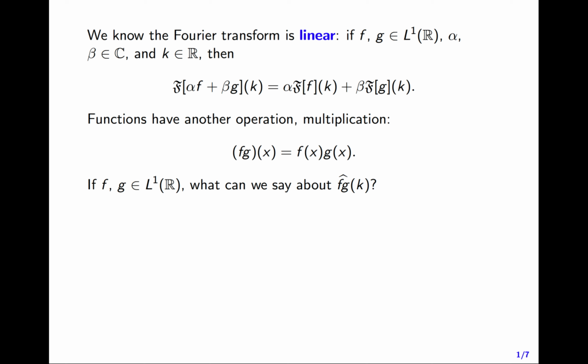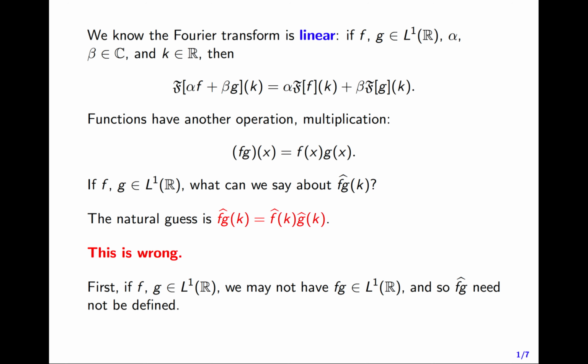So if I have functions f and g in L1, what, if anything, can we say about the Fourier transform of the product fg at k? In other words, what is fg hat of k? The natural guess might be to say that fg hat of k is f hat of k times g hat of k. We might guess that the Fourier transform of the product is the product of the Fourier transforms. After all, the Fourier transform of a sum is the sum of the Fourier transforms by linearity. And this guess for the product is wrong, which is why I've typed it out in red font here.